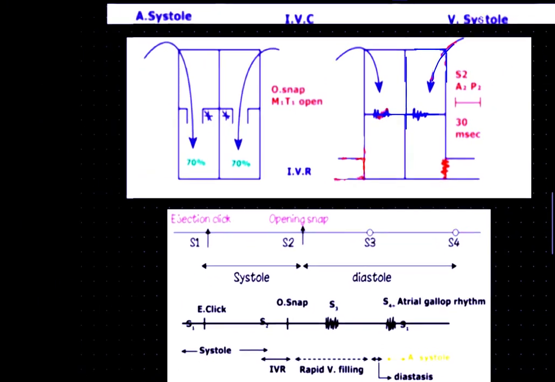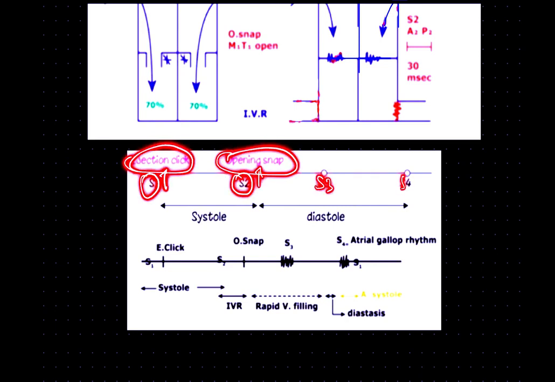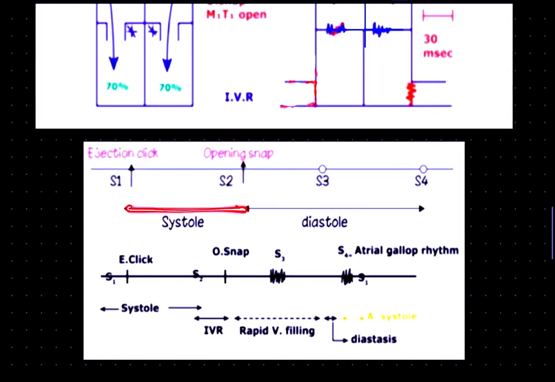So this was what this was about. After S1, we have the ejection click. We have S2, then after S2 the opening snap, and then S3, and then S4. Now this much phase is under systole, and the rest is under diastole. The same thing is mentioned right here.